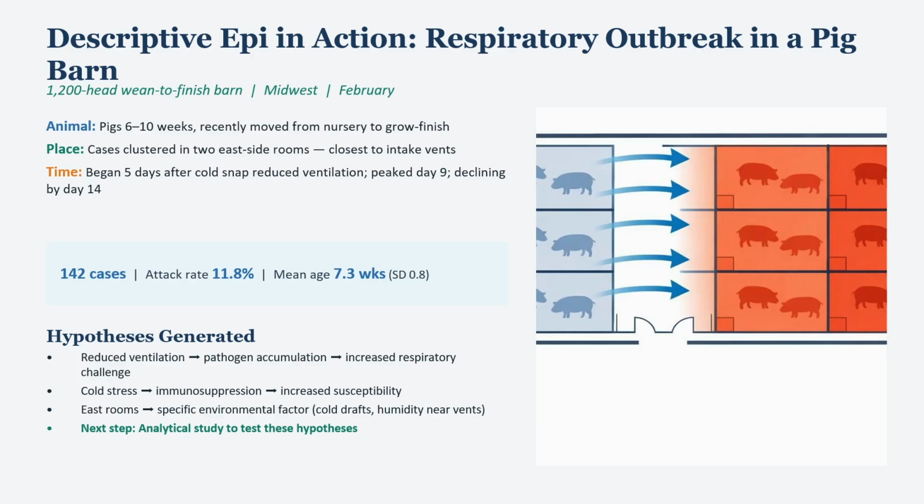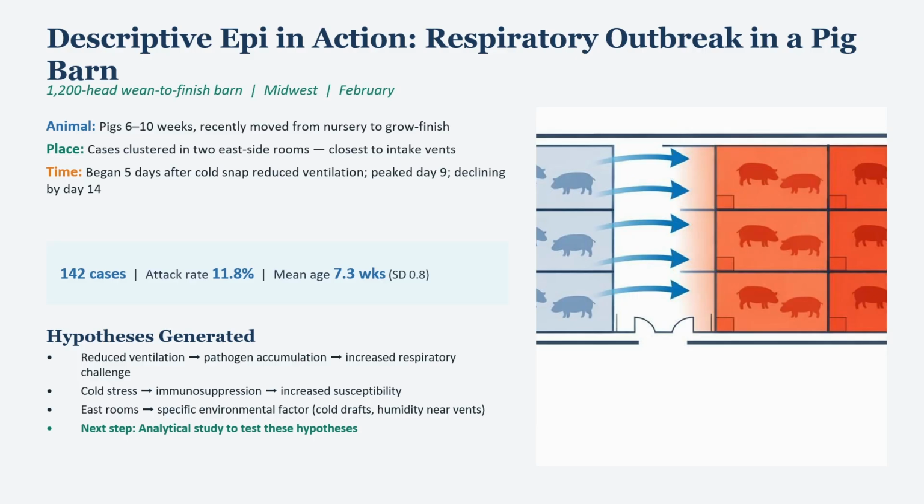Time: cases began 5 days after a cold snap forced the barn management system to reduce ventilation rates to maintain temperature and peaked at day 9. The epidemic curve shape, gradual rise, peak, gradual decline, is consistent with either continuous exposure or propagated spread rather than a point source. The 5-day lag after ventilation reduction is consistent with an incubation period for viral respiratory pathogens.